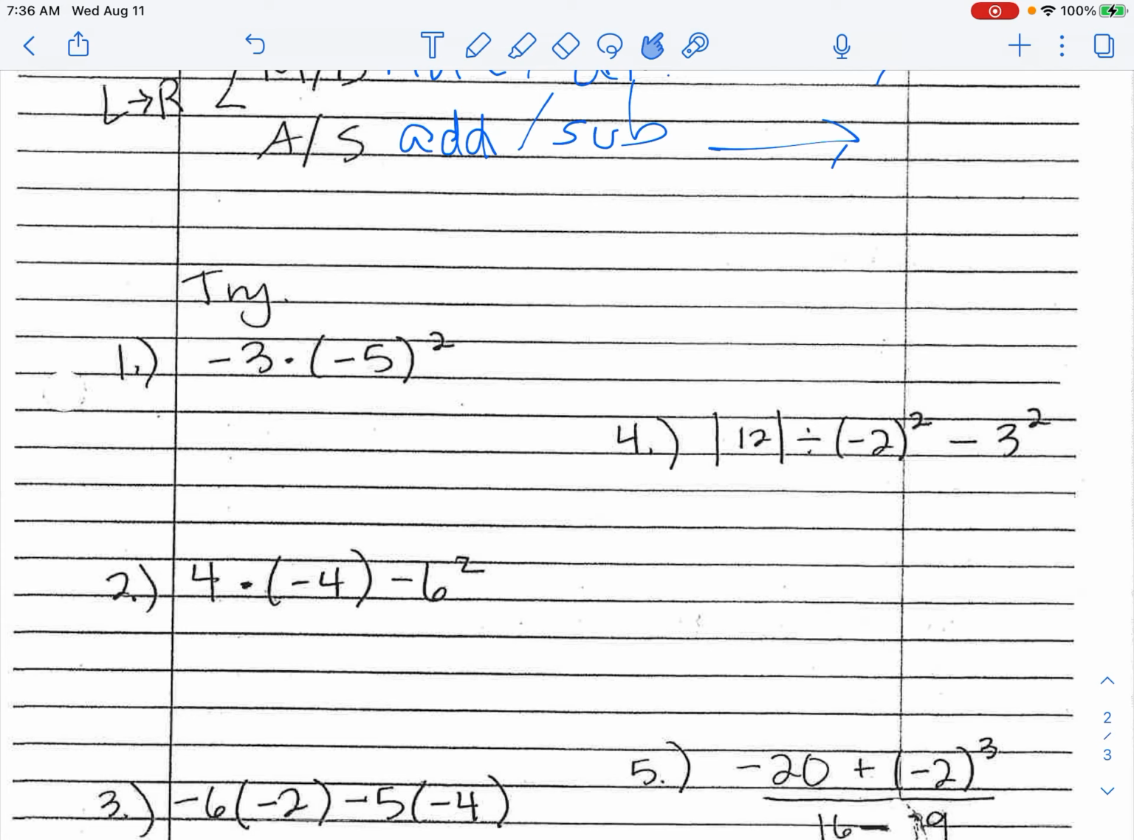Okay, so let's go ahead and try. We're going to try 5 problems together. So the first one that I'm focusing on is right here. I've got negative 3 times negative 5 squared. Now remember, this is the one inside parentheses. So the first thing I'm focusing on is this negative 5 squared right here. So remember, that means negative 5 times negative 5. Negative 5 times negative 5 is 25. So now I have negative 3 times 25. That's negative 75. That would be your final answer.